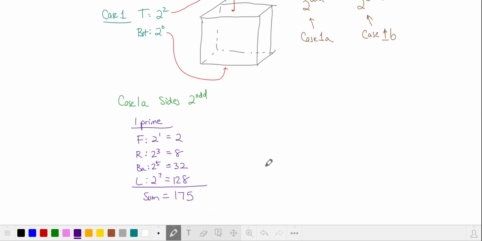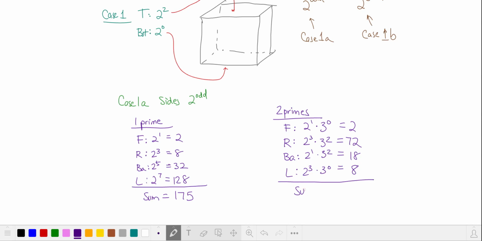If we allow ourselves a second prime in the prime factorization, so we'll use 3 since it's the next smallest, for our odd powers we can reuse 2 to the first power and 2 cubed, and we can combine them with these powers of 3 to create 4 different numbers. The sum of all 6 sides here is 105, so we beat our case with 1 prime.